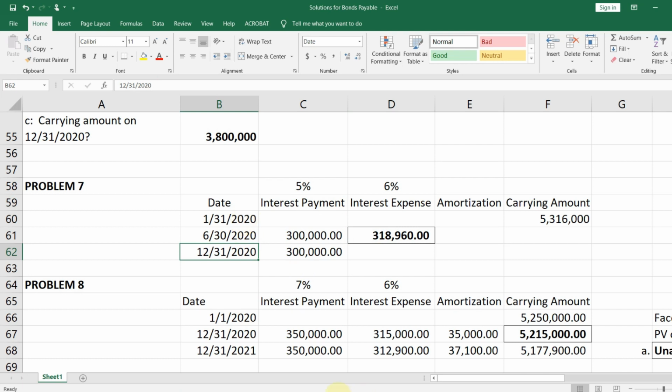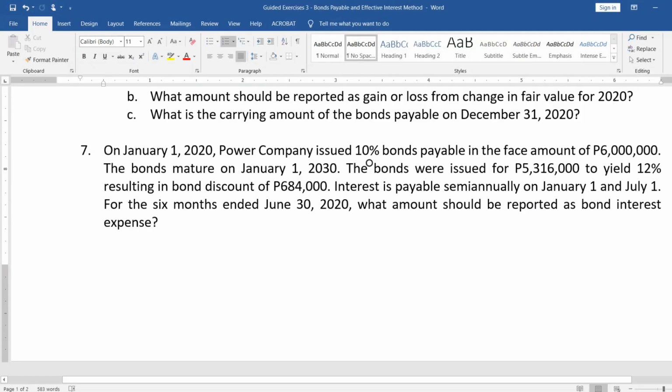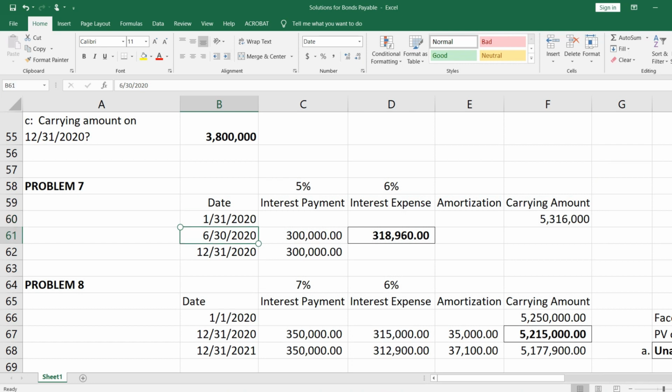Ang ginagawa ng iba is, dahil ang issue date niya is January 1, so ito ay 1/1/2020, tapos ito ay July 1, 2020. Yung iba naman ang ginagawa, ito dapat ay 1/1, sorry, kasi issue date yan. Ang ginagawa ng iba, yung end of, yung malapit nang mag July 1. Okay, so, pwedeng ganun. Tapos, yung isa naman is 1/1/2021. Pwede rin yan. Pero kung ayaw mong malito, gamitin mo na yung interest period dates talaga, which is this one. Okay, so, yun. The answer is 318,960.